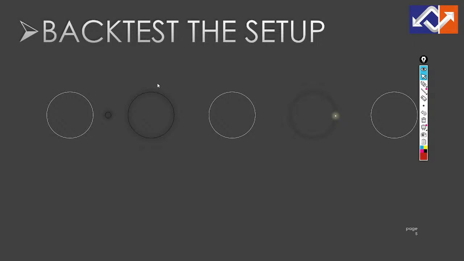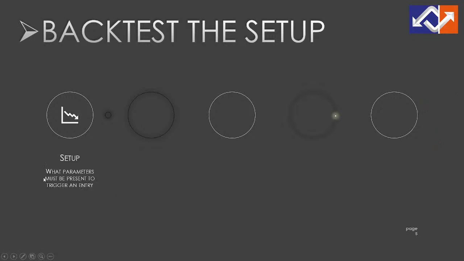So here are the steps we want to take when backtesting the setup, or the things we want to consider prior to backtesting the setup. For one, what parameters must be present to trigger an entry? We're actually going to work on that today. We're going to work on what parameters must be present to trigger an entry.